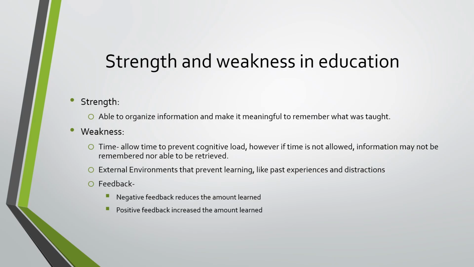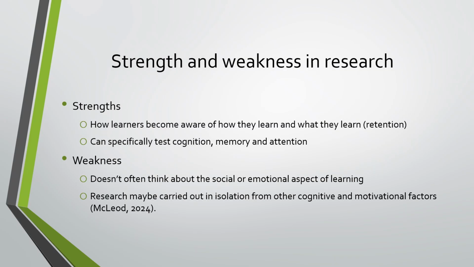The ultimate goal in information processing and education is gaining attention through an organized presentation and prevention of cognitive load to allow retention of the information taught. Strengths and weaknesses in research. Some strengths are how learners become aware of what and how they have learned, as well as can specifically test cognition, memory, and attention. However, there are some weaknesses, like mentioned before, in the social and emotional aspect of learning. Research may be carried out in isolation from other cognitive and motivational factors affecting the overall results in a research.